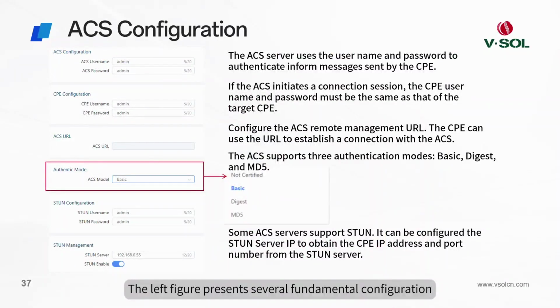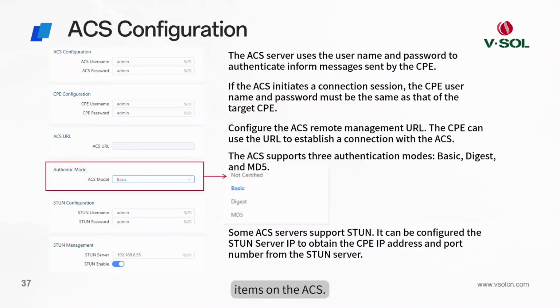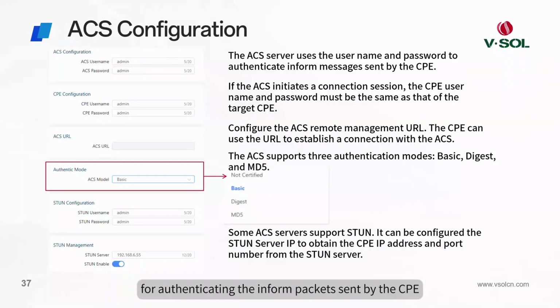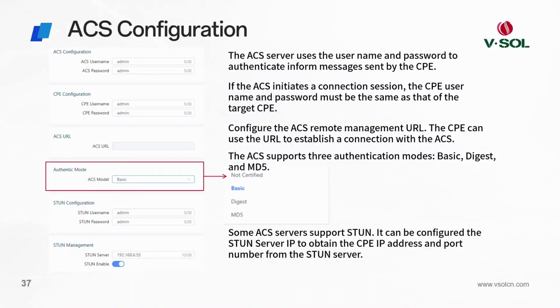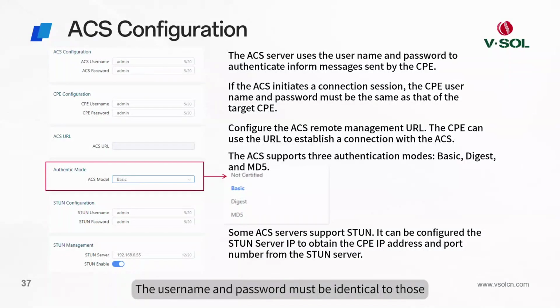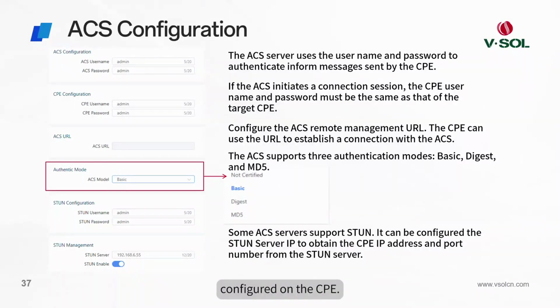The left figure presents several fundamental configuration items on the ACS. In this case, the ACS is capable of configuring the username and password for authenticating the inform packets sent by the CPE and for initiating session connections by the ACS. The username and password must be identical to those configured on the CPE.